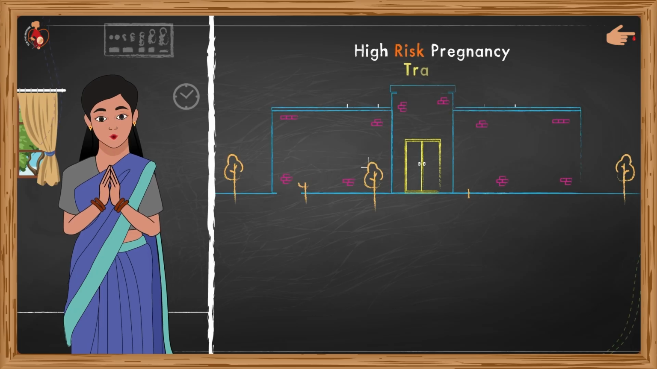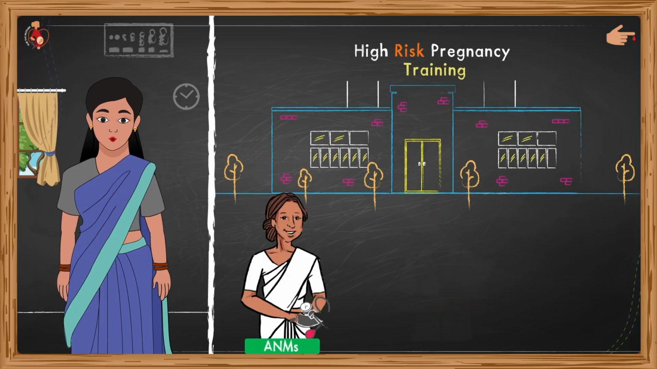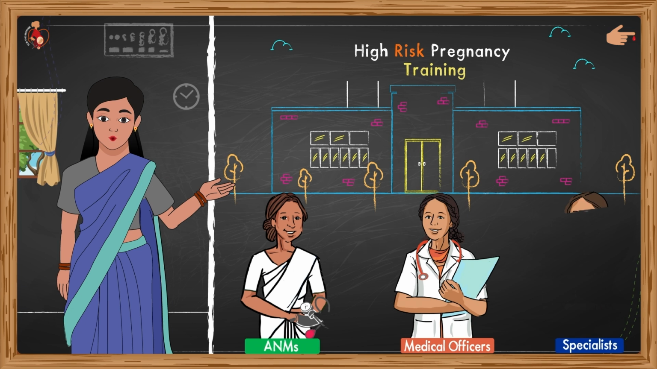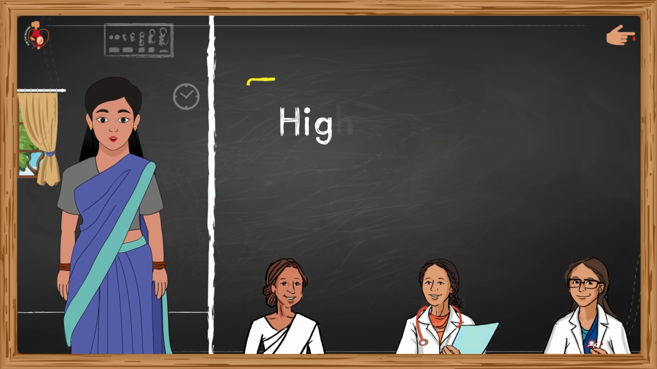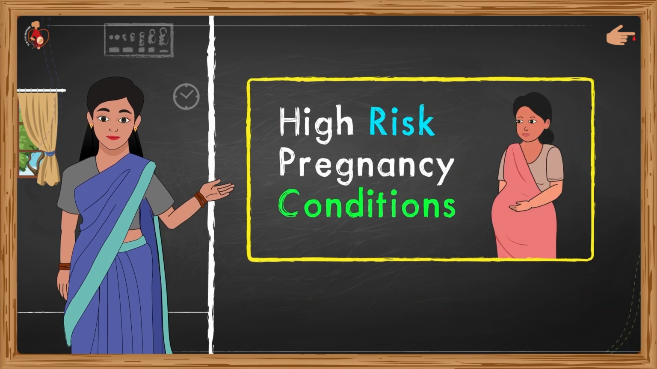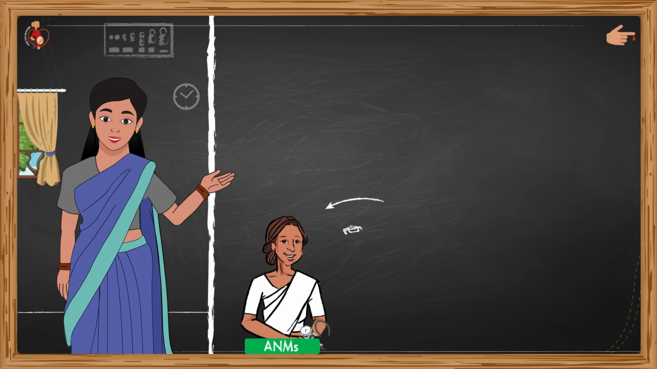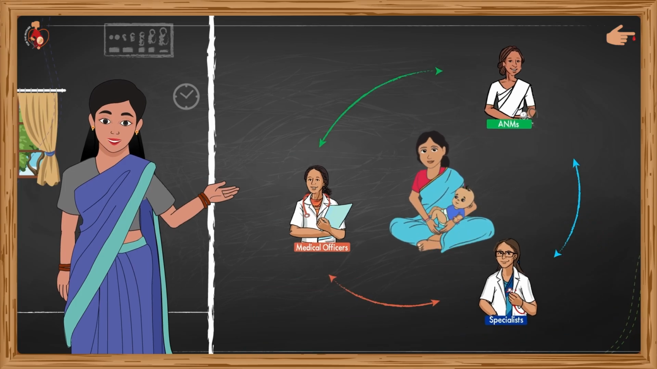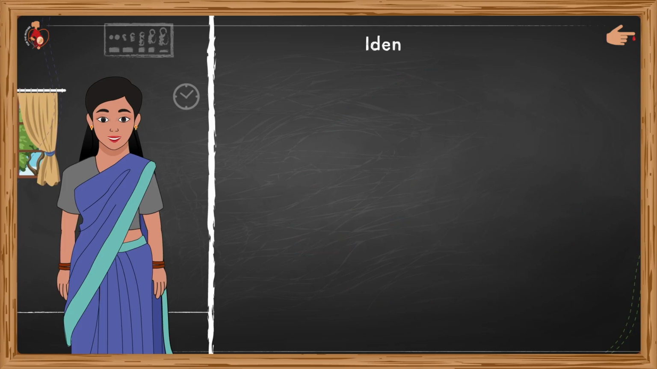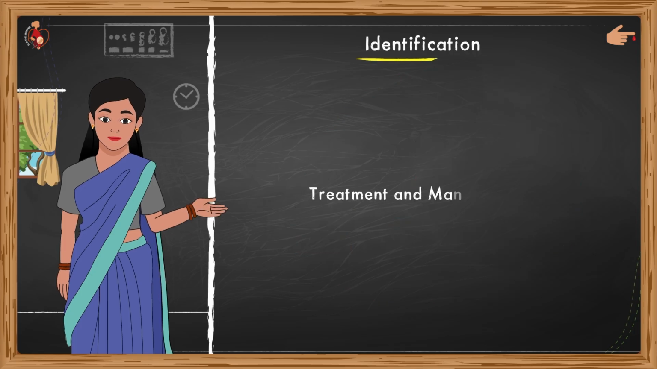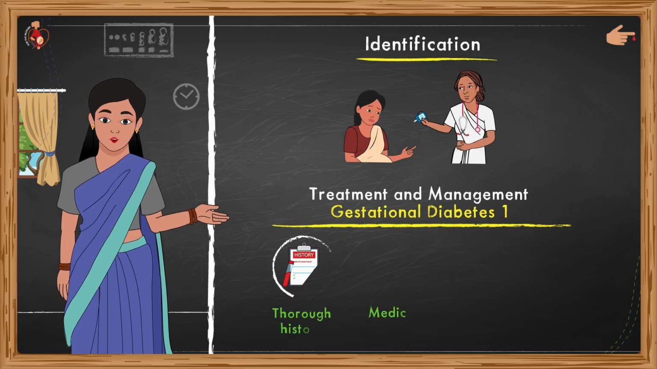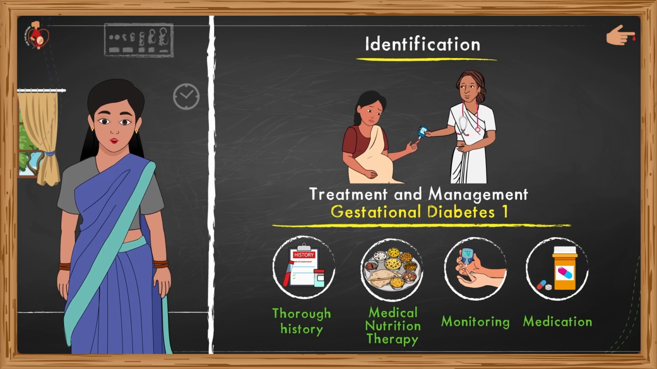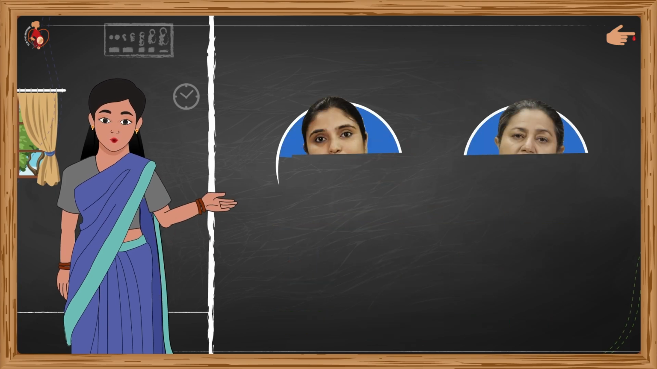Welcome to the High Risk Pregnancy Training Academy, where ANMs, medical officers and specialists come together to learn about high-risk pregnancy conditions, share experiences and work together to ensure the best health outcomes for mothers and babies. Today, we're learning about the identification, treatment and management of the high-risk pregnancy condition of gestational diabetes in pregnancy. But first, let's meet our expert trainers.